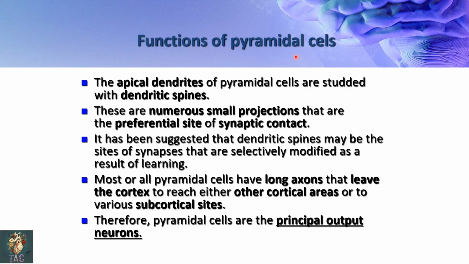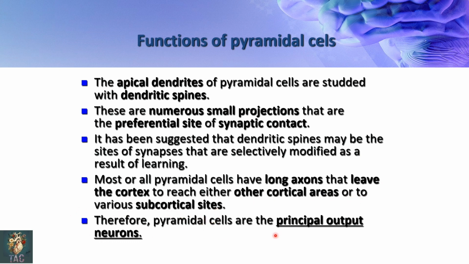So what are the functions of the pyramidal cell? The apical dendrite of the pyramidal cell is studded with dendritic spines. These are numerous small projections that are preferential sites of synaptic contact. It has been suggested that the dendritic spines may be the site of synapses that are selectively modified as a result of learning. Most or all pyramidal cells have long axons, which leave the cortex to reach either other cortical areas or various subcortical sites.